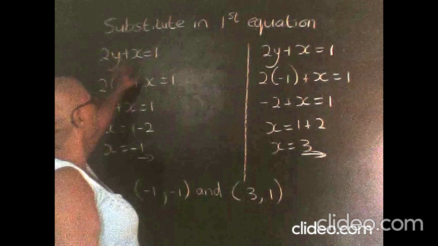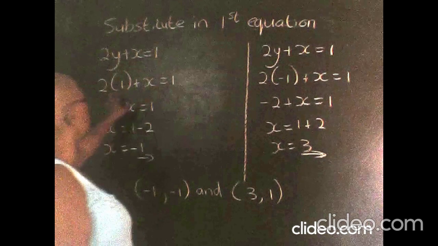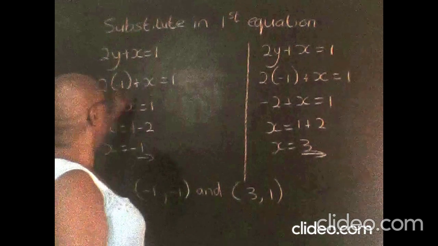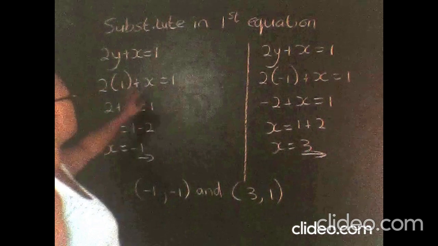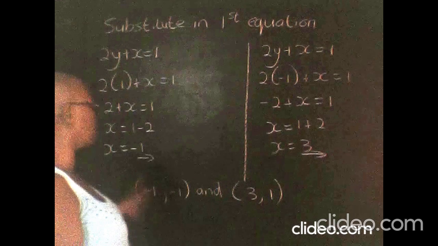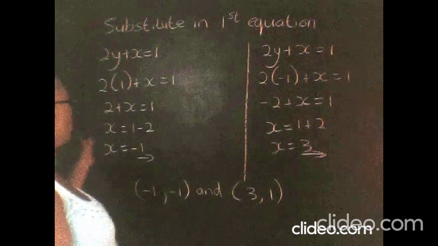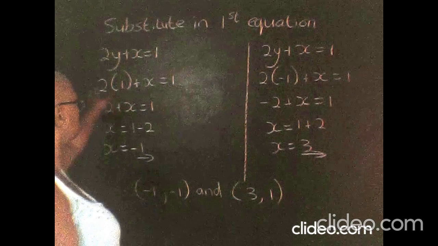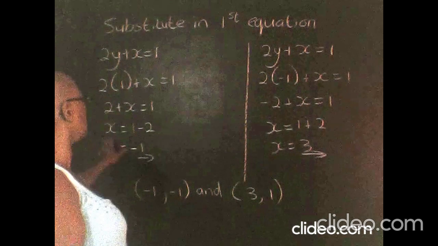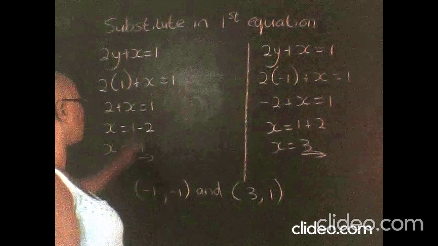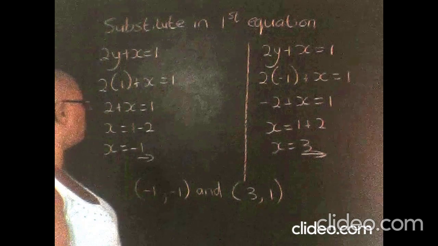So 2y plus x is equal to 1. So I substituted y with a positive 1 on this side, where it is now 2 multiplied by 1 plus x equals 1. Now, again, age-old fashion, I isolate the variable. So all I did is after I distributed the 2 into the parentheses, I left the x on its own and moved everything else over. 1 minus 2 gives us a value of negative 1.